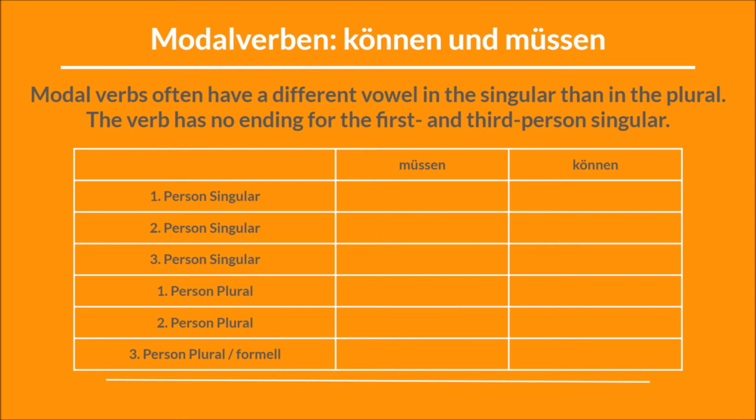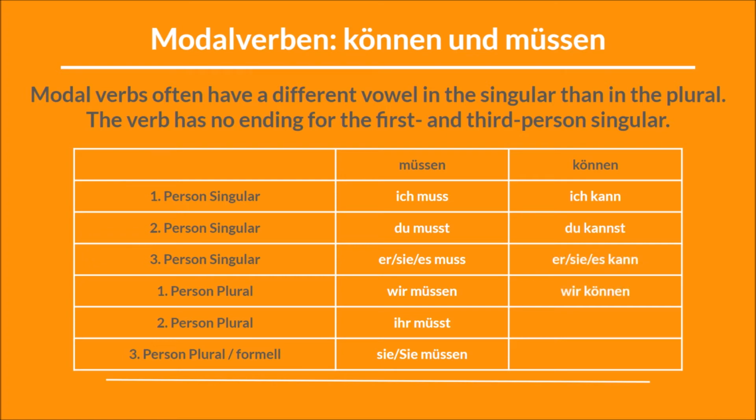How do we conjugate the modal verbs? The modal verbs are conjugated slightly differently than the other verbs. They have a different vowel in the singular than in the plural, and the ending for the first and third person singular is not existent. So ich muss is first person singular for müssen. Du musst, er muss, wir müssen, ihr müsst, sie müssen. Können. Ich kann, du kannst, er kann, wir können, ihr könnt, sie können.